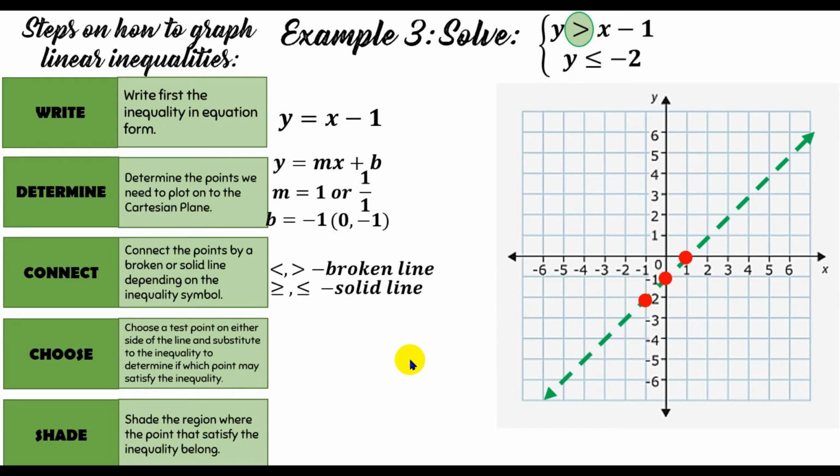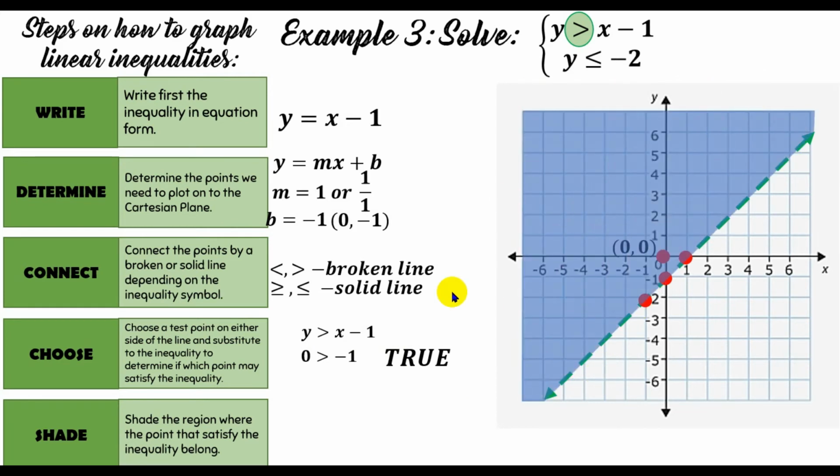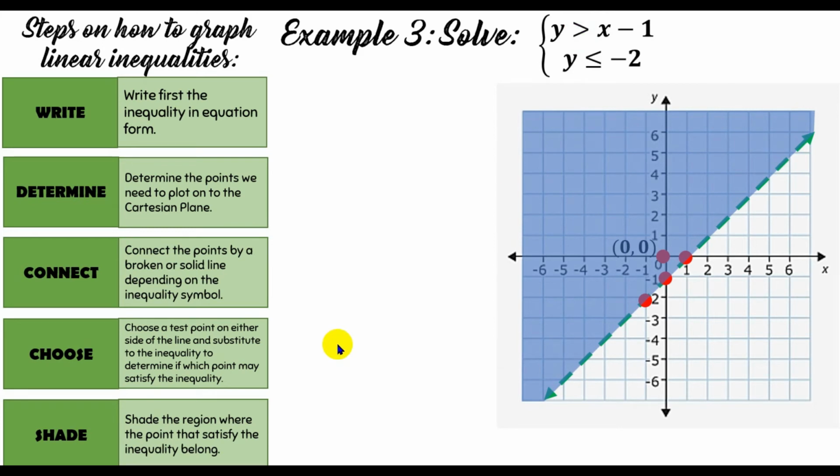Okay? So next is to choose the test point. So ang ating representative po ulit ay walang iba kundi si 0, 0 since hindi naman po dumaan doon yung line na meron tayo. Substitute natin ang 0 sa x, 0 sa y, magkakaroon tayo ng 0 is greater than negative 1. And is this true that 0 is greater than negative 1? Yes, this is true. That is why the shaded region ay ang region na nire-represent ng ating origin. Shade na po natin yan. And then we can proceed to our second linear inequality from the system.